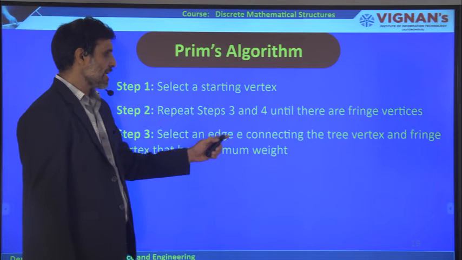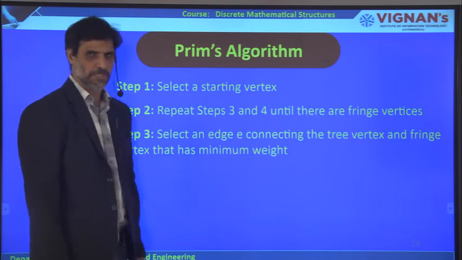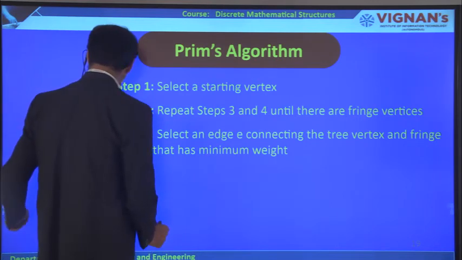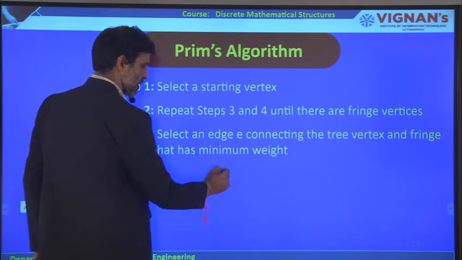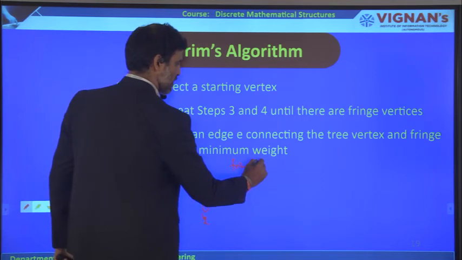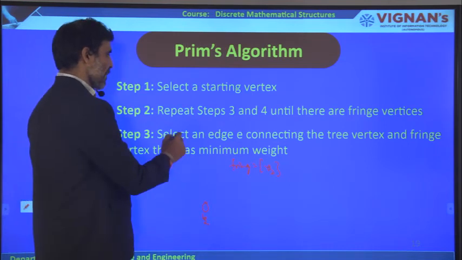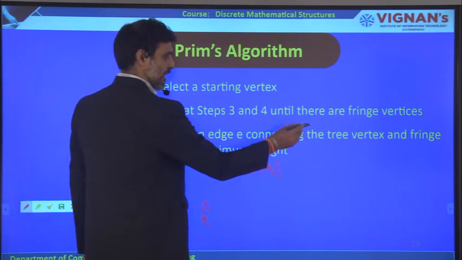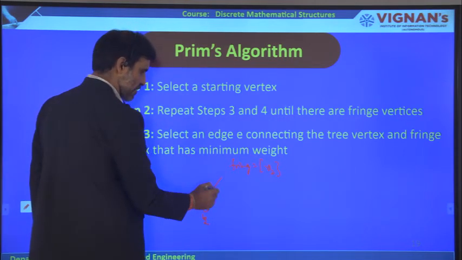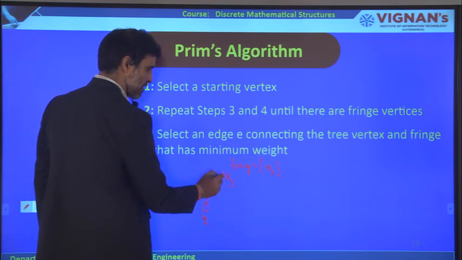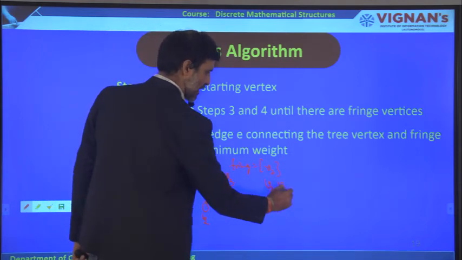Select an edge E connecting the tree vertex and fringe vertex that has minimum weight. So once you are going to select a particular vertex, you can take any vertex like this. Now this is a vertex V2. Let us put it in the fringe. What you need to do in the third step is select an edge E connecting the tree vertex and fringe vertex that has the minimum weight. So you have to take the adjacent vertex, whatever it is, or suppose V3 is an adjacent vertex, you have to take this one. Now your fringe contains V2 and V3 like this.